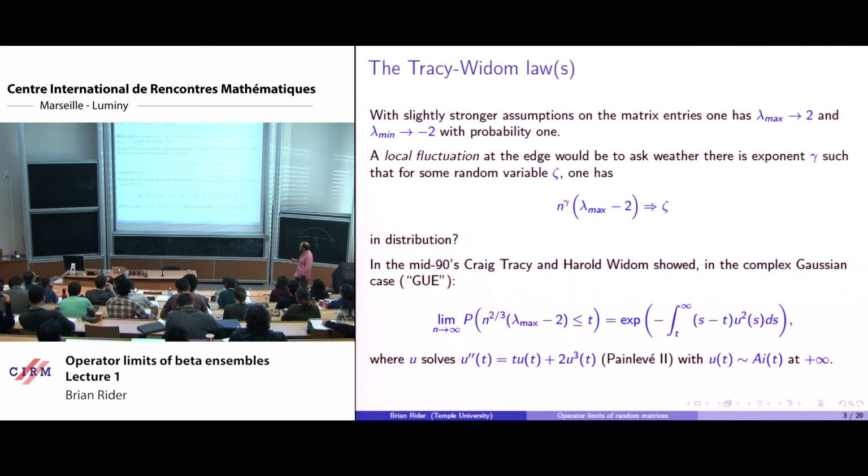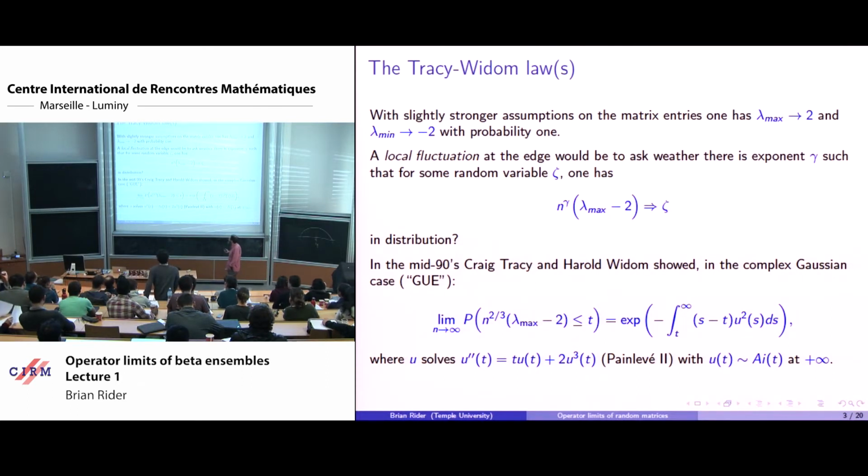You can read it off: the exponential, the running integral, a little polynomial factor, (s minus x) u squared ds. And u is the solution to Painlevé II. That's Painlevé II. It's this ODE, a nonlinear ODE. You have to specify something, and it turns out if you just specify its behavior at infinity, you have a unique solution. It's still surprising, right, that this is a distribution function. This is what comes out.